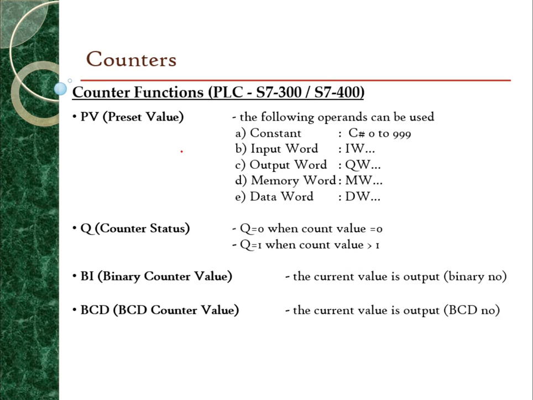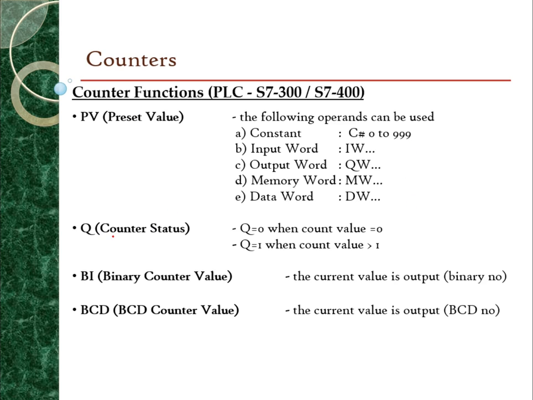And then another additional function of the counter is PV. This is the preset value, meaning that you set the counter value at a certain limit. So it can be set from 0 to 999, or you can use input word, output word, memory word or data word. So these are the values that can be used to set this PV value.